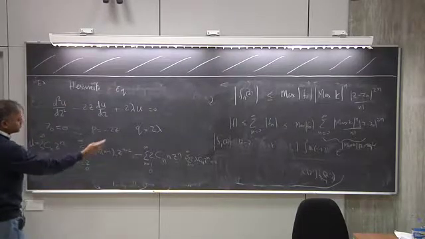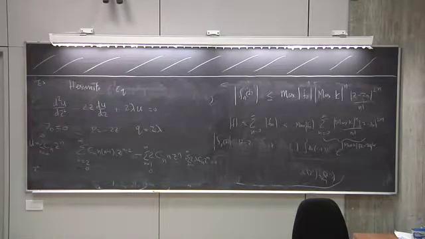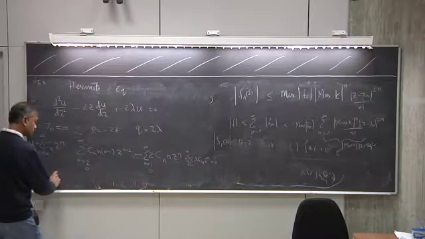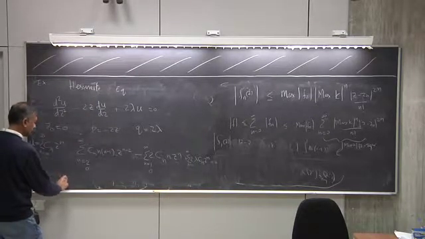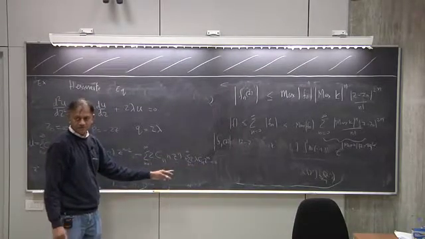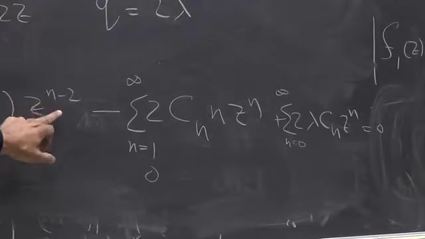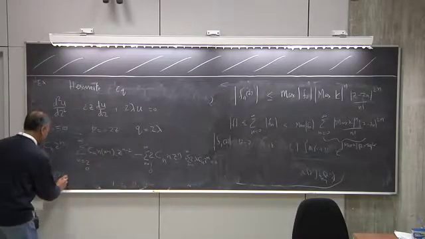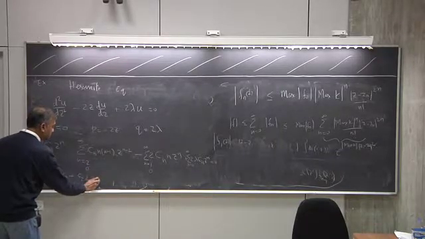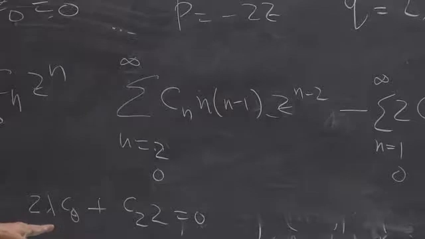Let's look at the lowest power, z to the 0. What are the terms we get here? For z to the 0, you get 2 lambda C0 from the last term. The middle term, if you put n equal to 0, vanishes, so it doesn't contribute. But here, to get z to the 0, I must put n equal to 2. When I put n equal to 2, you get plus C2 times 2 times 1, which is 2. That's equal to 0. So once you choose some C0, then C2 is determined in terms of C0.